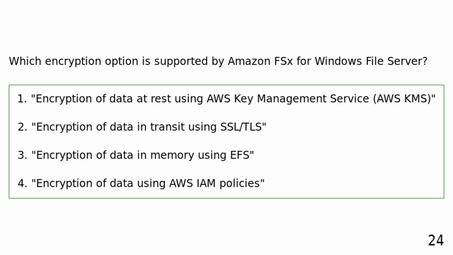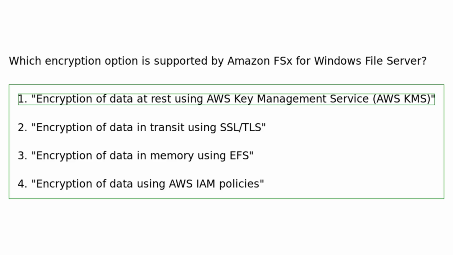Which encryption option is supported by Amazon FSx for Windows File Server? Encryption of data at rest using AWS Key Management Service. Encryption of data in transit using SSL/TLS. Encryption of data in memory using EFS. Encryption of data using AWS IAM policies. Amazon FSx for Windows File Server supports encryption of data at rest using AWS Key Management Service.